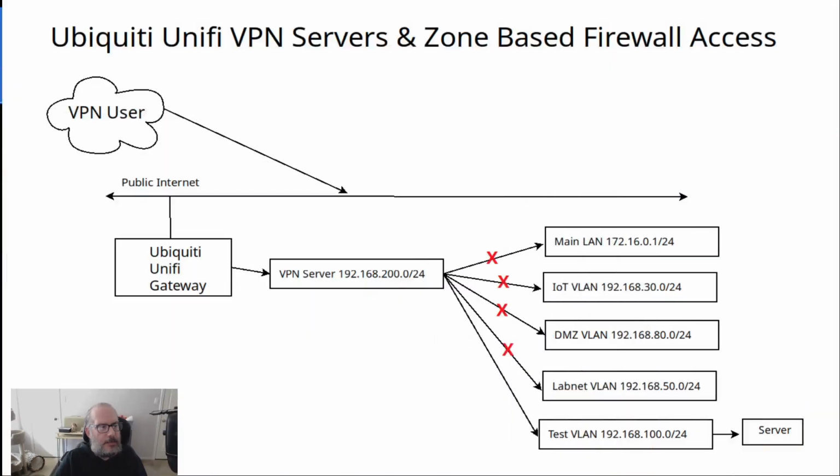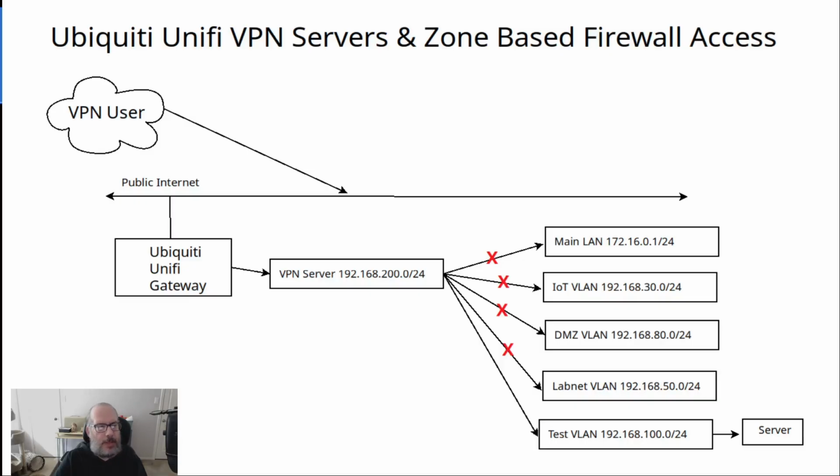So today's discussion is going to be about VPNs. And so often VPNs are used to connect out to a public VPN for the purposes of geolocation. But VPNs also have a predominant use case for accessing your home lab when you're outside of your network. And so I've entitled today's presentation, Ubiquiti Unifi VPN Servers and the Zone-Based Firewall.